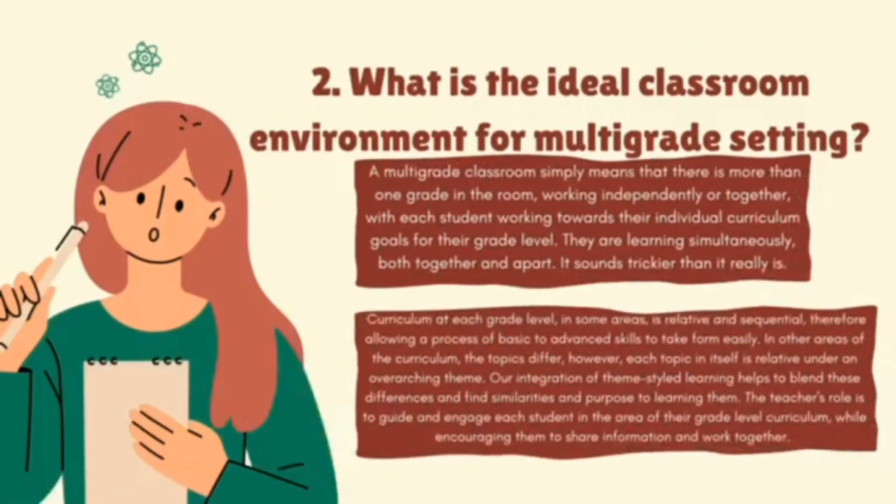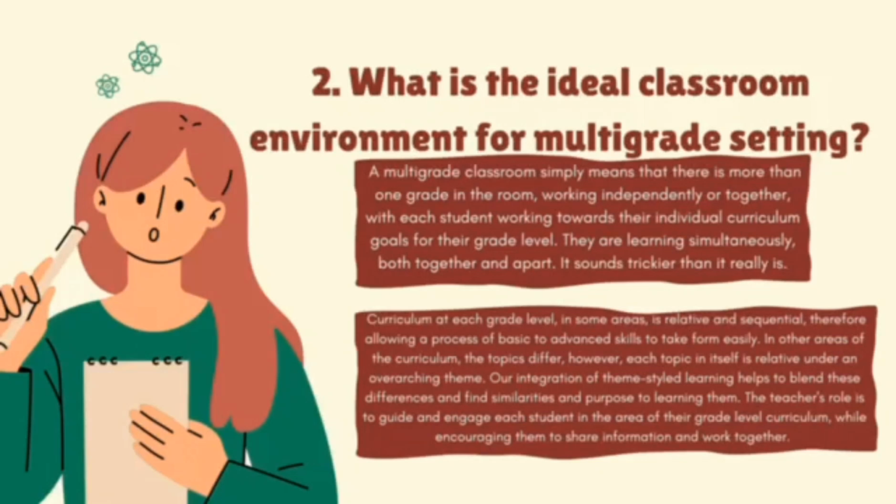Number 2, what is the ideal classroom environment for a multi-grade setting? A multi-grade classroom simply means that there is more than one grade in the room, working independently or together, with each student working towards their individual curriculum goals for their grade level. They are learning simultaneously, both together and apart. It sounds trickier than it really is.